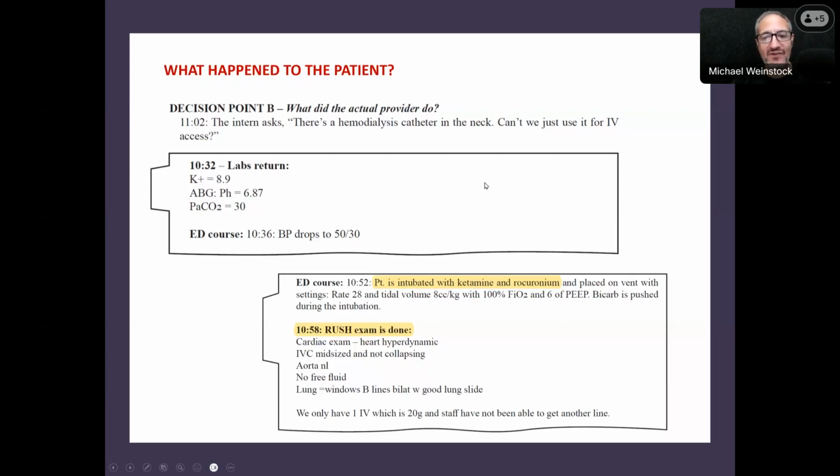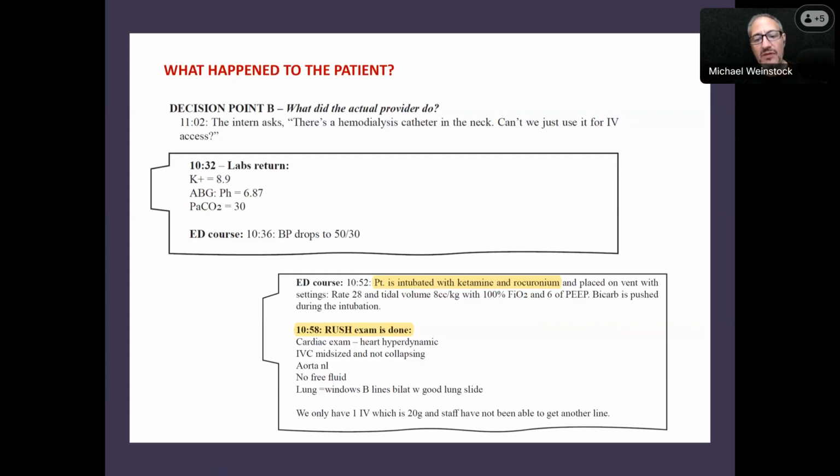So you asked Greg about the labs, and they are now back. This is such an amazing expert panel. We appropriately and correctly predicted the hyperkalemia. She's 8.9. Greg, yes, pH is low, 6.8. And unfortunately, despite all of our best efforts, her blood pressure goes down.